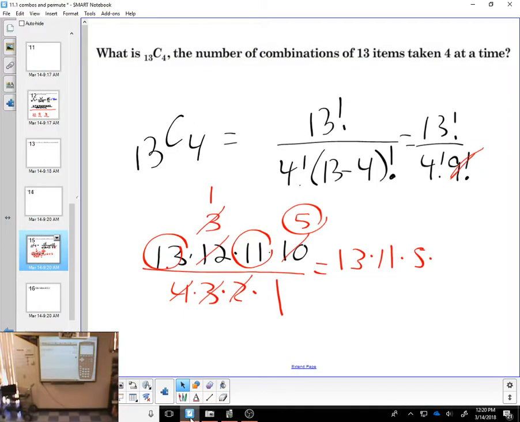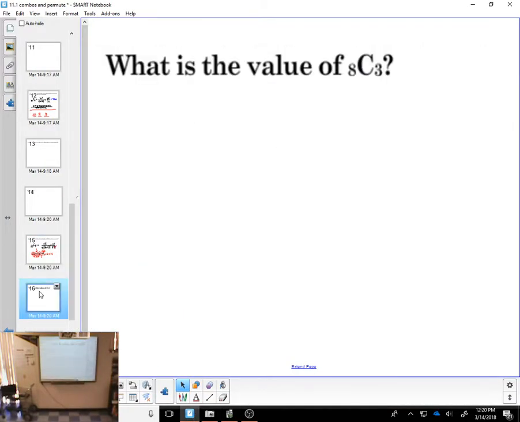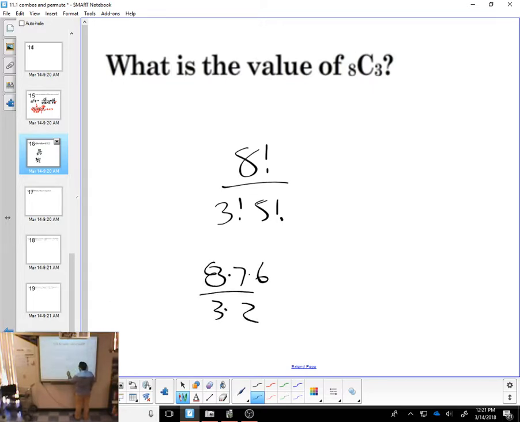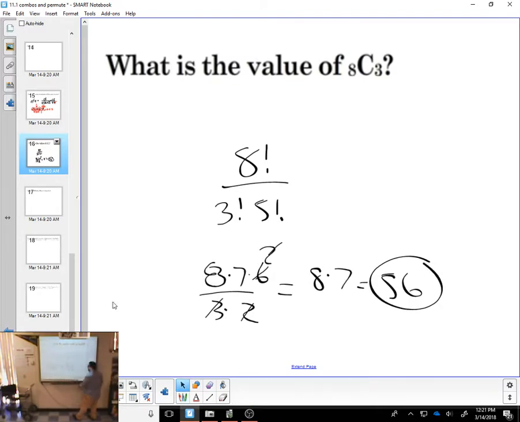All right, moving on. Find me the value of 8 choose 3, please. Can we do it your way, or do we have to solve it out? No, I'm doing it with my calculator. Let's see who's faster here. 8, math, probability, nCr, 3. Bam. 56 is the answer.